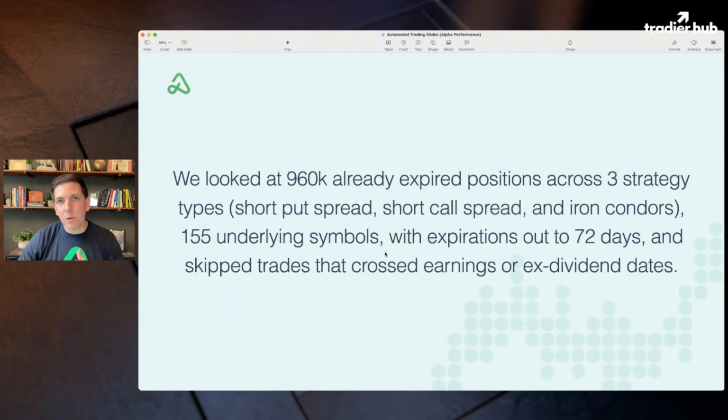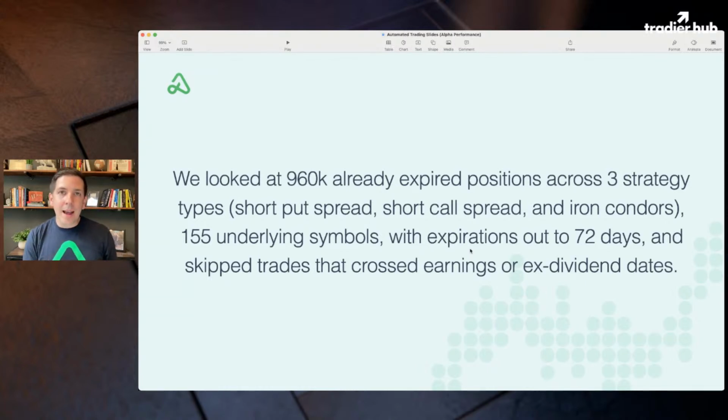It wasn't just SPY. Sometimes I hate when you see research and it's just SPY. That helps, but that's a very small sliver of potential trading that you should be doing. So we looked at 155 symbols because we needed it to be robust enough to work across everything. It should work when you compare it across a lot of different symbols. And then we also looked at different expirations, everything from 1 day to 72 days. I think the average was about 30 to 45 days. And then, of course, we skipped trades that crossed over earnings or ex-dividend dates.